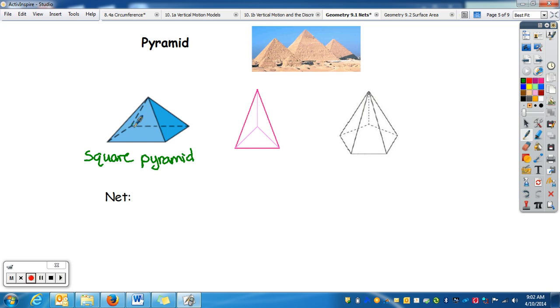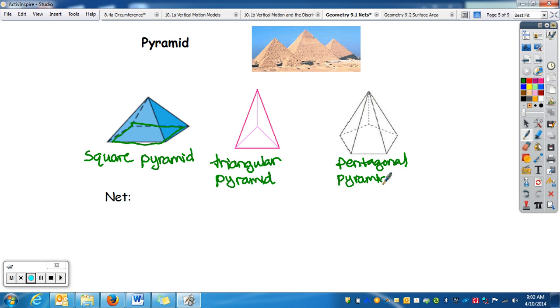And the reason for that, the bottom of the pyramid, or the base, is a square. This one is called a triangular pyramid. And then you could guess this one. This is a pentagonal pyramid. Alright, just like the pyramids you find in Egypt. And again, it's based off what the base is of what type of pyramid it's going to be.